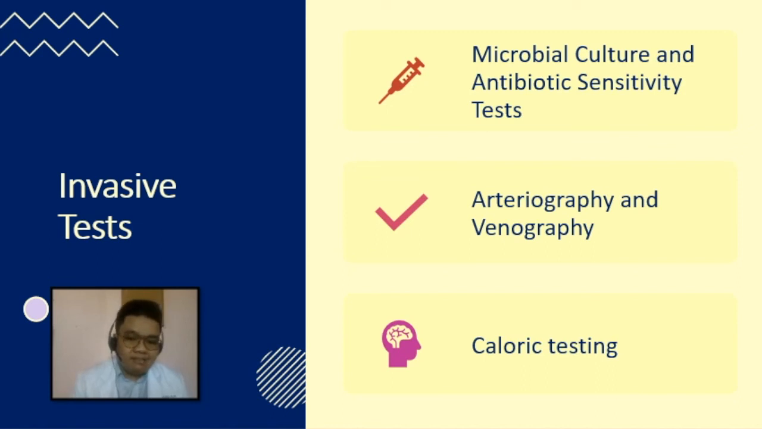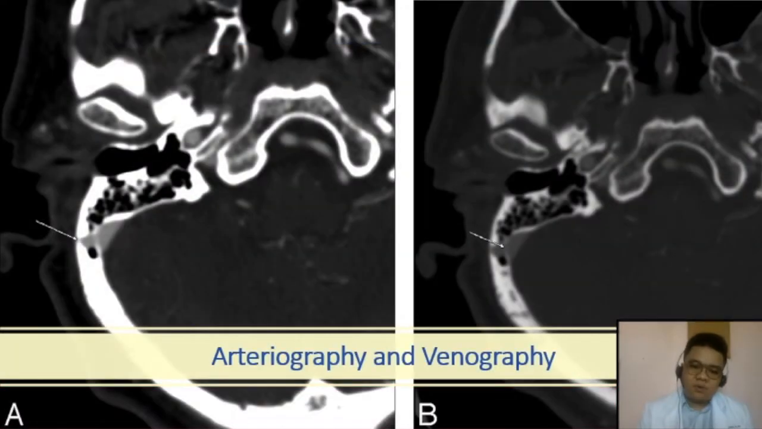And then your caloric testing is used to evaluate the vestibular portion of your cranial nerve number 8, your auditory nerve. Okay, so class, this one is an arteriography and venography image. So with arteriography and venography, there is a use of your contrast media. And then your imaging studies, so you'll have your CT scan to evaluate the structure of your head. So particularly, class, blood flow going towards your temporal bone. This image, class, shows an impaired blood flow going to this part. Okay, as you can see, there is narrowing there of the blood vessels.